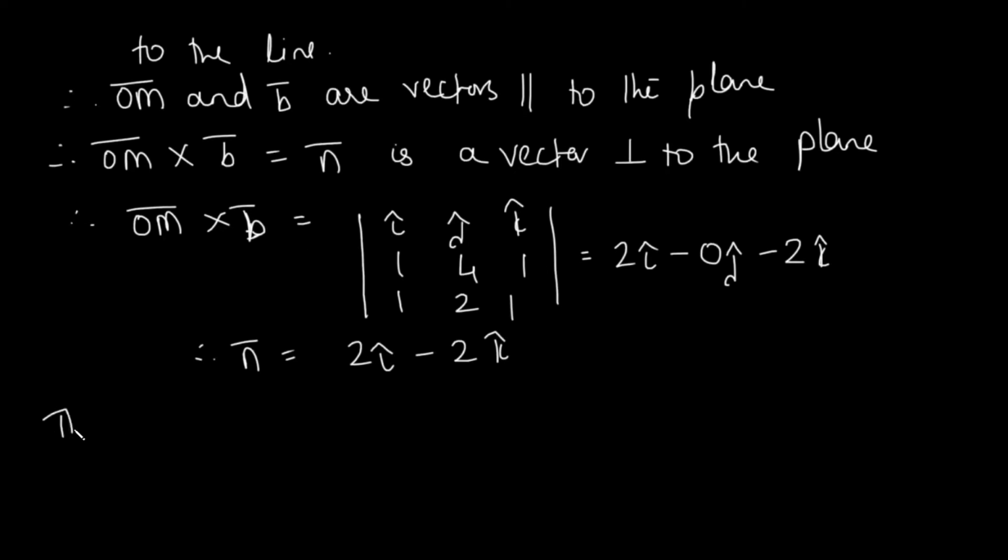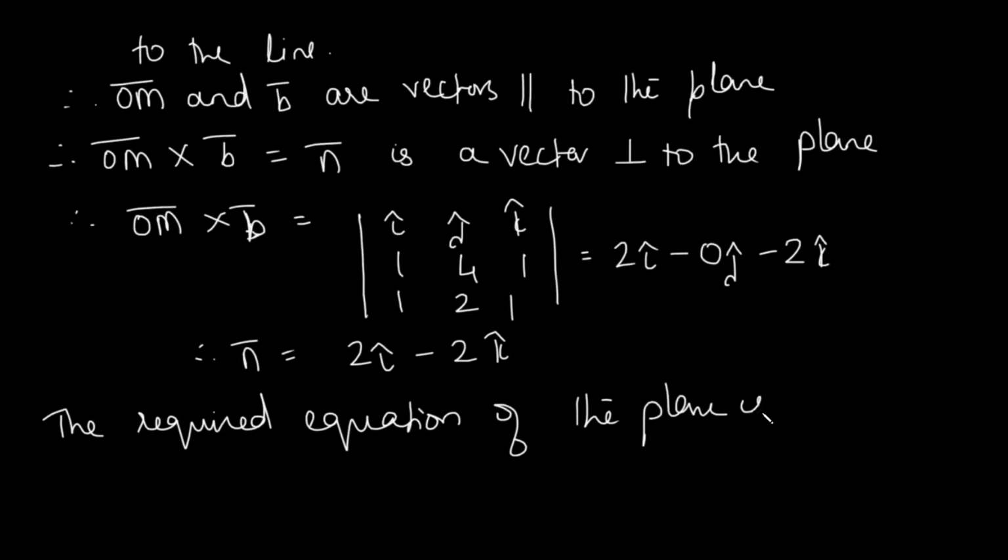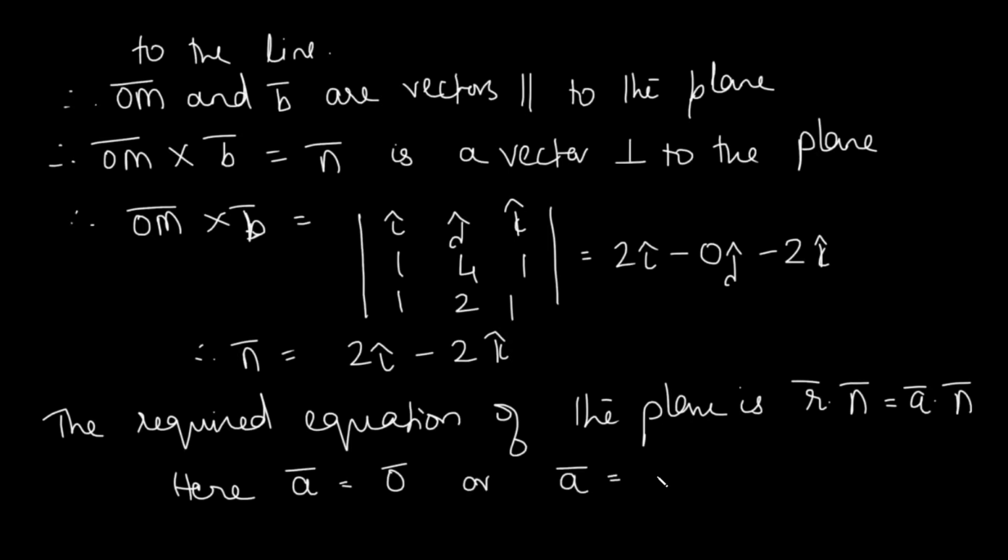So the required equation of the plane is in the form R dot N = A dot N. Here we already have the normal. A can be either the origin, that is 0 bar, or A can be M bar, the position vector of M, which is i + 4j + k. Either way, we are going to get the same answer over here.